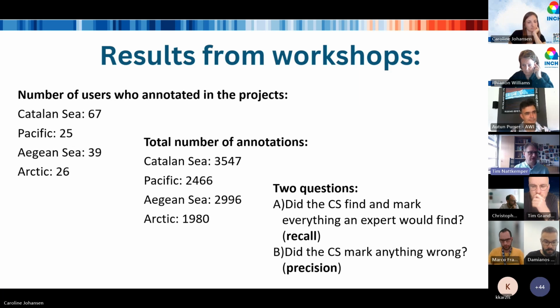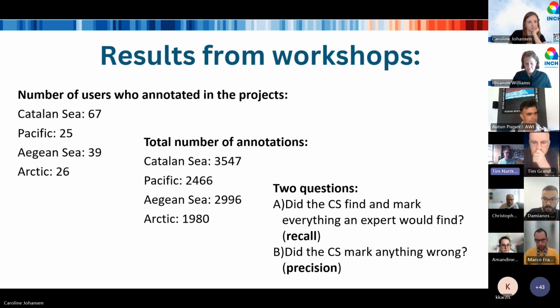So we had 4 projects. One project was performed by 67 citizen scientists. The 3 other projects were joined by a lower number of citizen scientists. Nevertheless, we were able to collect a huge amount of annotations in these images with thousands of circles drawn by citizen scientists. But then you have to ask the question to yourself.